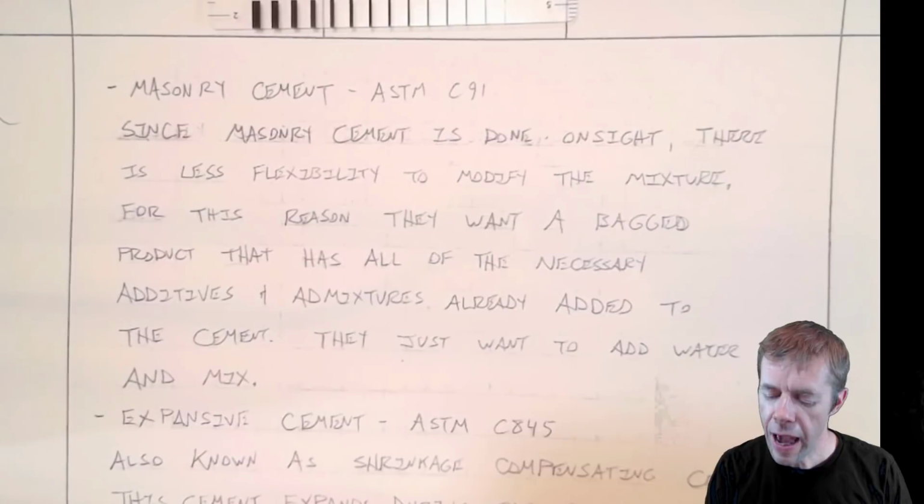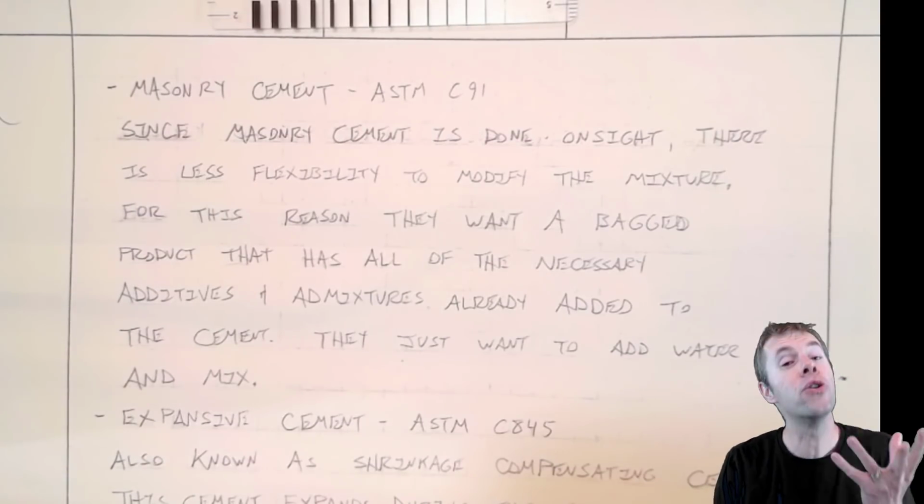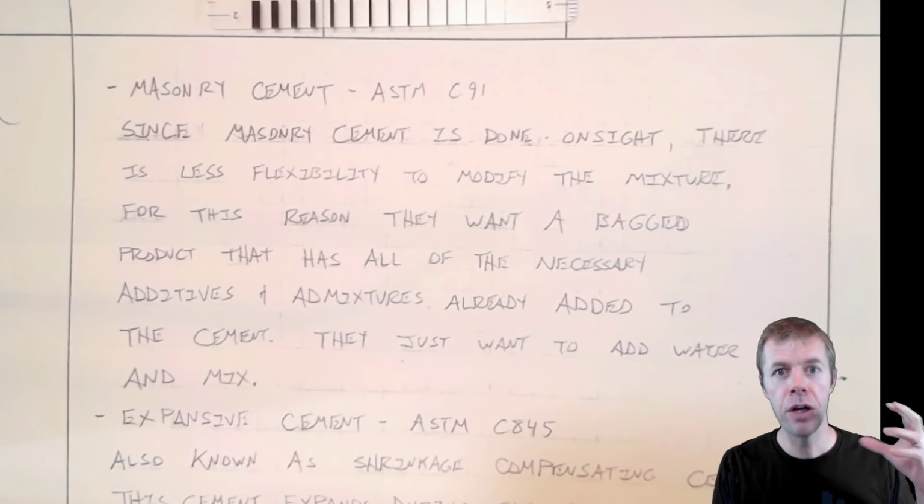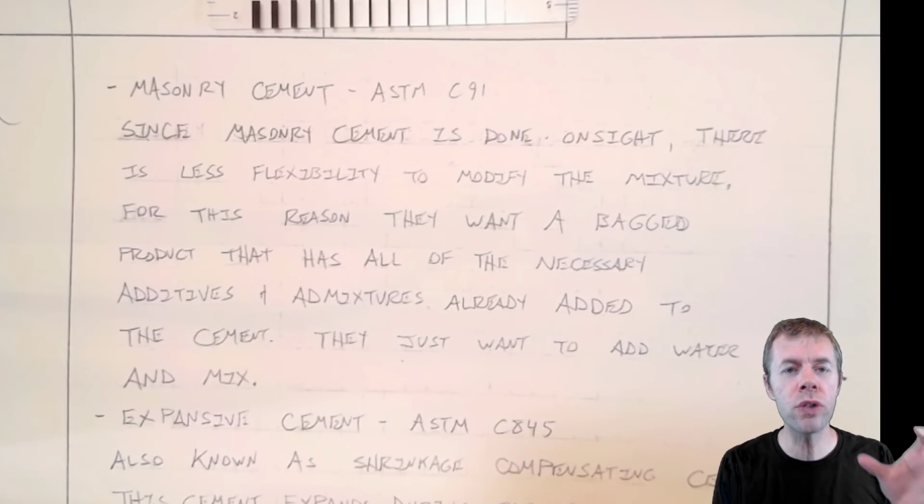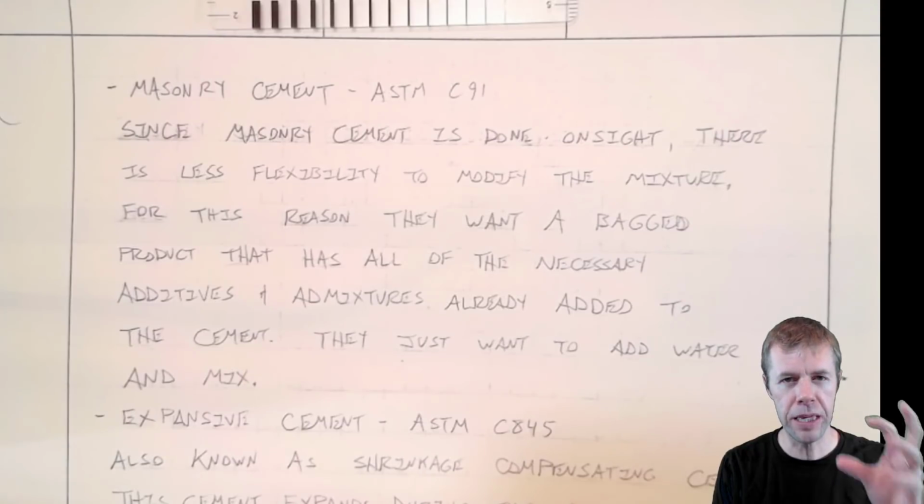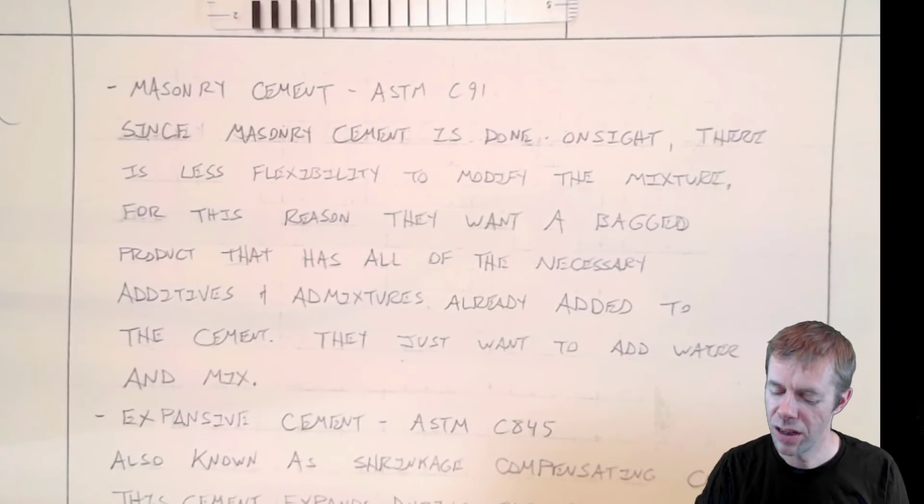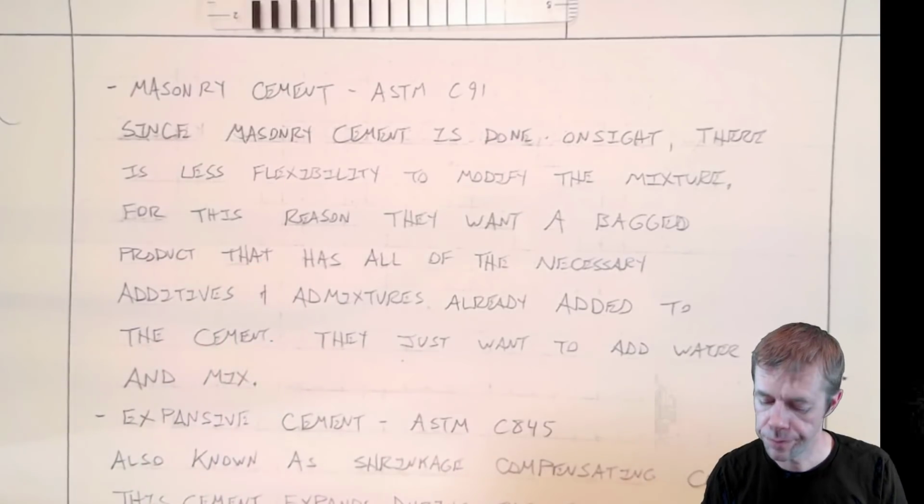Masonry cements. ASTM C91. Masonry cements are very, very unusual because in a masonry job, you do all the mixing on site in usually small batches. And so they can't have lots of different materials. They want everything to be in the mixture that they need. They want a bagged product with all additives, all admixtures, already ready to go, that just does what they want it to do. Just add water and mix. That's what masonry cements are all about.